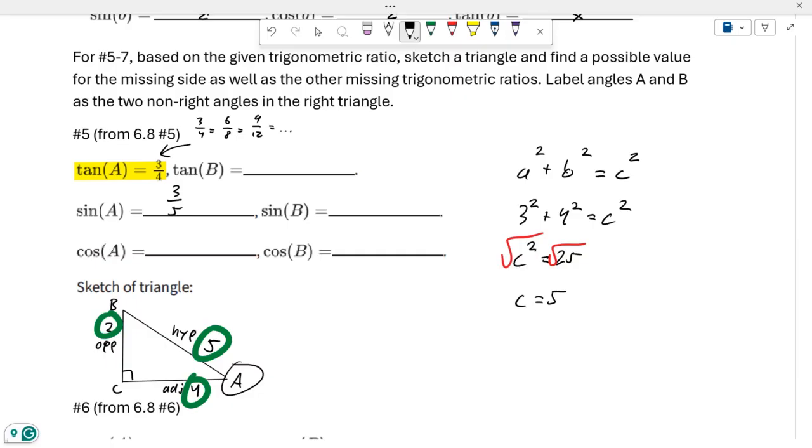Cosine in a right triangle is adjacent over hypotenuse, and so this is 4 over 5. That's it for angle A. Okay. Now we're looking at angle B. My hypotenuse doesn't change. 4 becomes my opposite, and 3 becomes my adjacent.